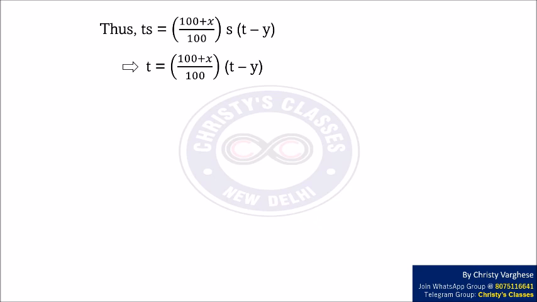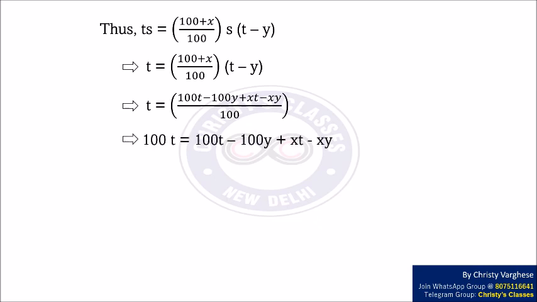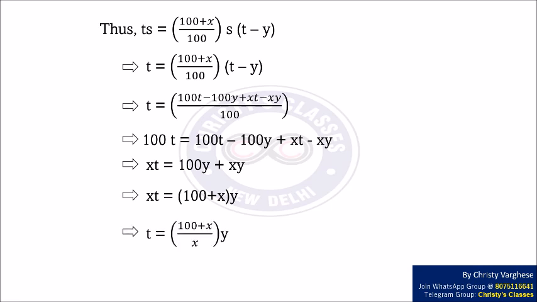Now, multiplying the terms in the bracket, we get T equal to (100T minus 100Y plus XT minus XY) divided by 100. On cross multiplying, we get 100T is equal to 100T minus 100Y plus XT minus XY. Rearranging the terms, we get XT equal to 100Y plus XY, which implies XT equal to (100 plus X) into Y, which implies T equal to (100 plus X) by X into Y, which implies T equal to (100 by X plus 1) into Y, which is our required time.